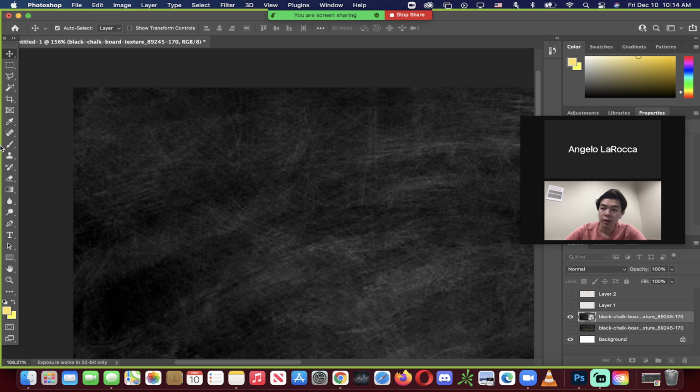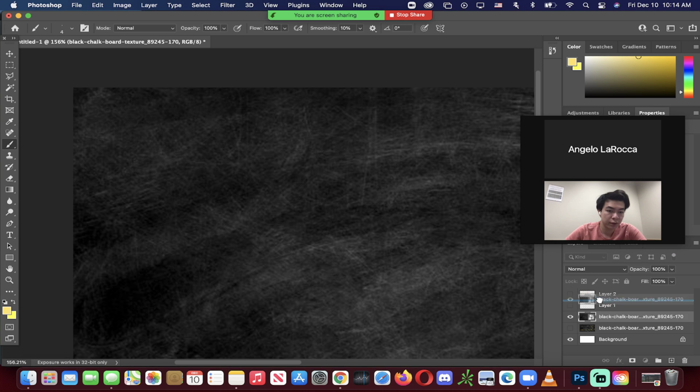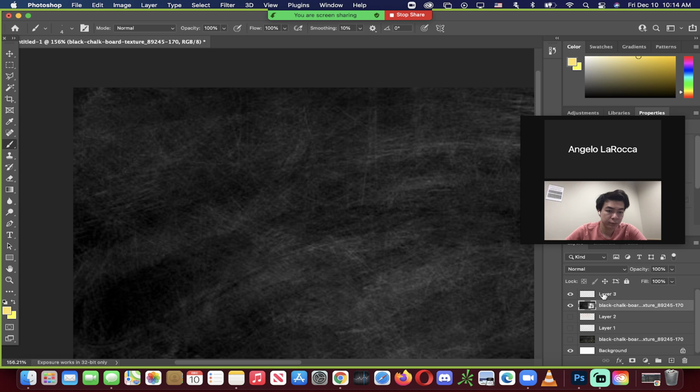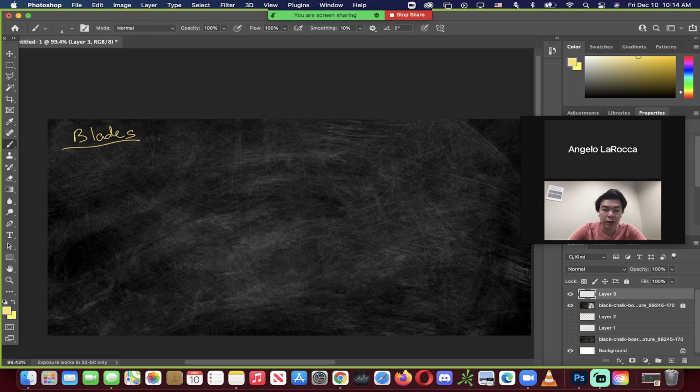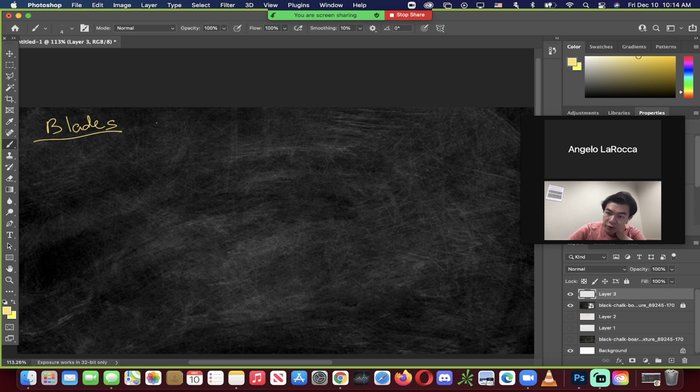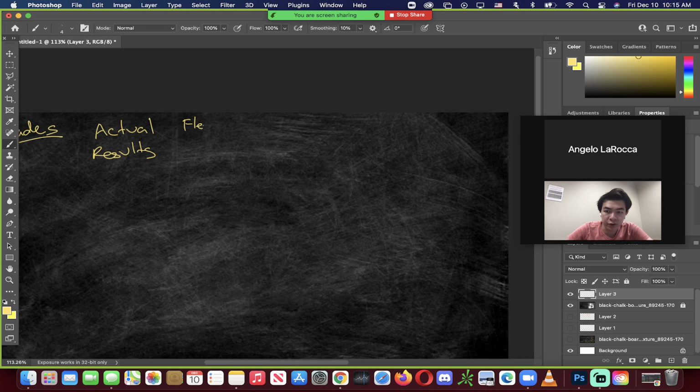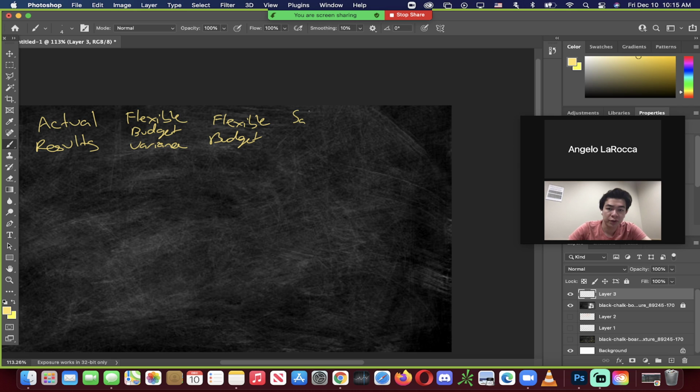So we're doing blades now. I'm gonna lock this. Remember, we have a few steps. Before we do anything, we gotta make our 5 headers, right? The 5 headers, on the very left, we have actual results. We're gonna have flexible budget variance, flexible budget, sales volume variance, and static budget.